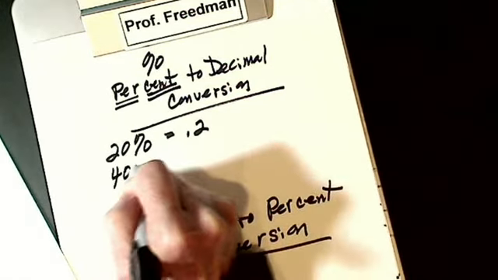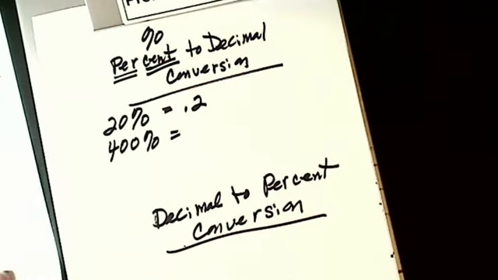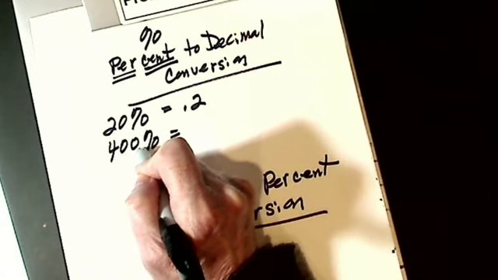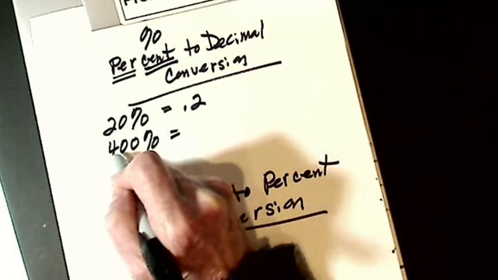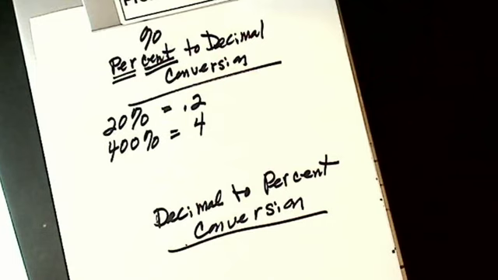Let's say I have 400%. I see percent. Percent means divide by 100. Every whole number has a decimal at the end. I move my decimal 1, 2. I'm going to get the whole number 4.